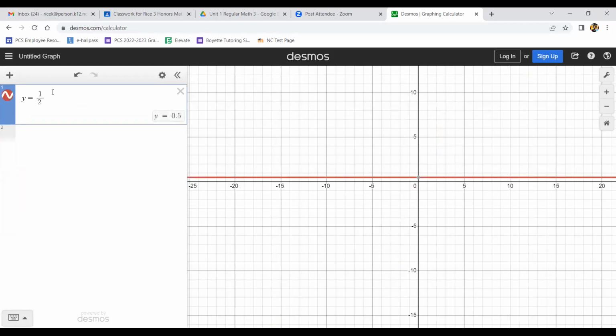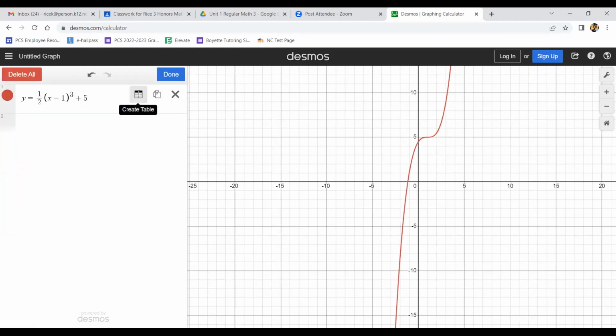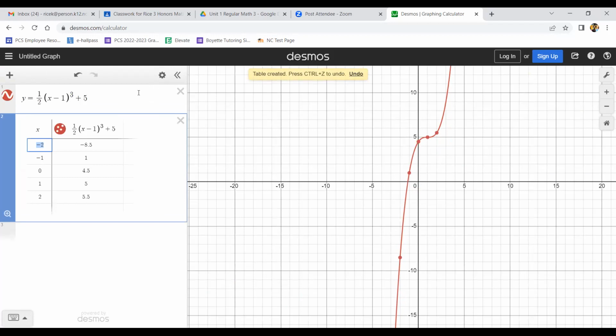1 divided by 2, and then (x minus 1) to the third plus 5. Okay, I'm going to go up here, edit list, click on the table. I'm looking for the point (1, 5). And then from that middle point, I need to have a couple points on either side. So I'm just going to get the table to give me some more points here.